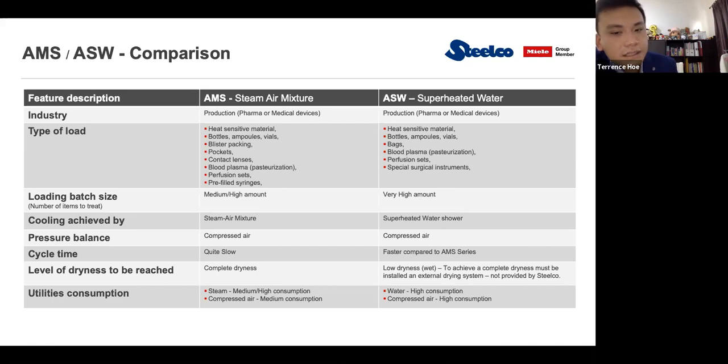The way it works is using superheated water, more than 100 degrees Celsius. It's a water shower. The water will shower all the items. In a big system, sometimes you rotate. And of course, with superheated water, the process time is faster. Because it's using water showers, the finished good products that come out will be slightly wet. Of course, this can be solved by using another external drying system to become completely dry. The utilities consumption for superheated water is much higher compared to steam air mixture. But when the utility consumption is higher, the cycle time is faster.